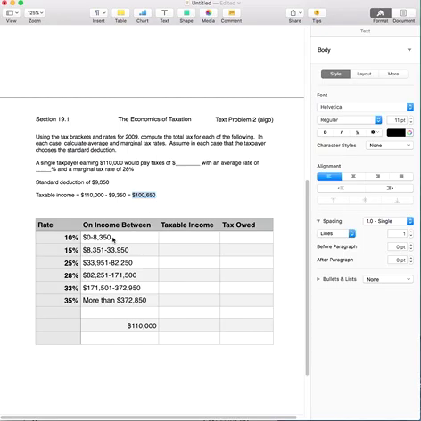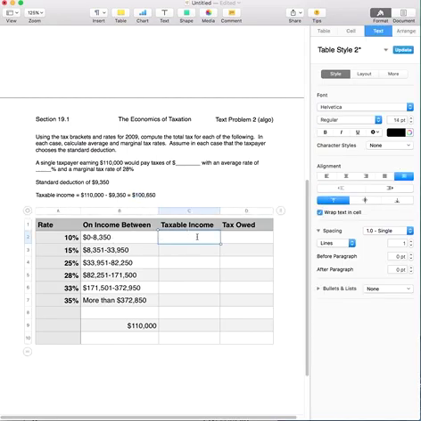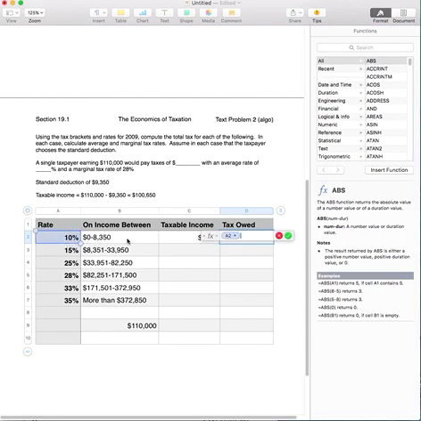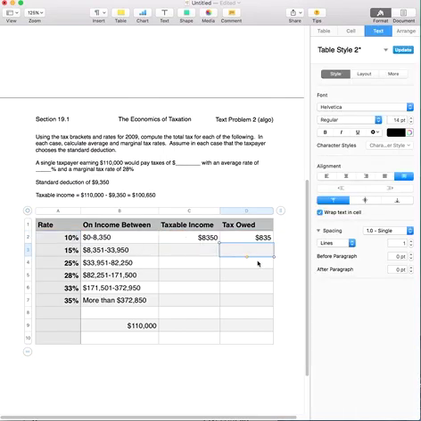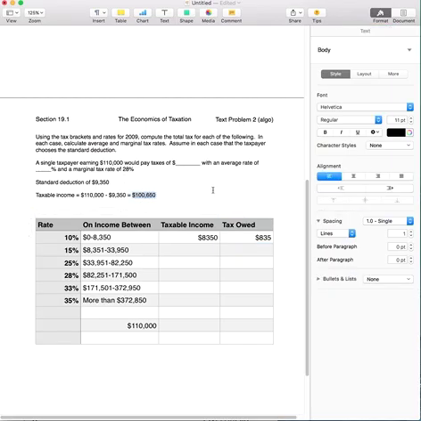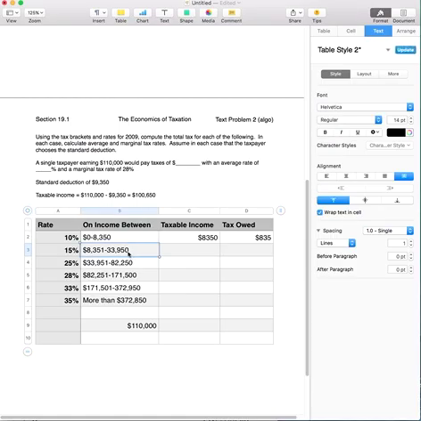So we know that $100,650 is greater than $8,350. So their amount taxable in that particular bracket is $8,350. And they're taxed at 10%, so I can put 10% multiplied by the taxable income in that bracket, $835. We take a look at this taxable income of $100,650. We go to the next bracket and we see that exceeds the upper bound, so they're only going to have to pay a portion of that at 15%.